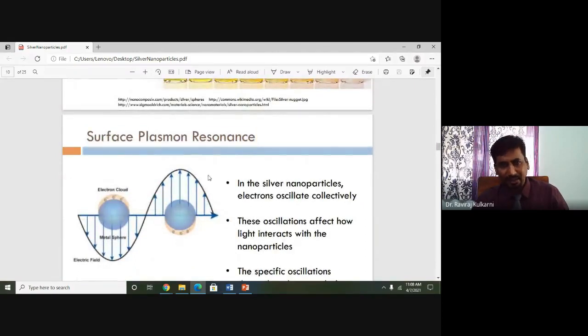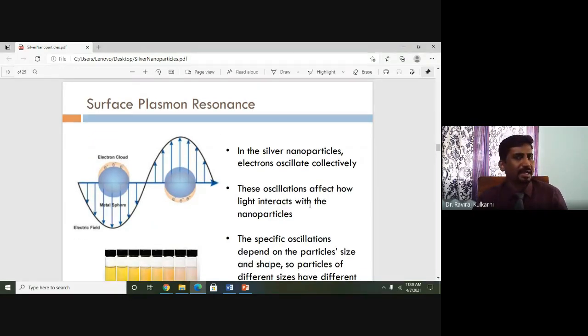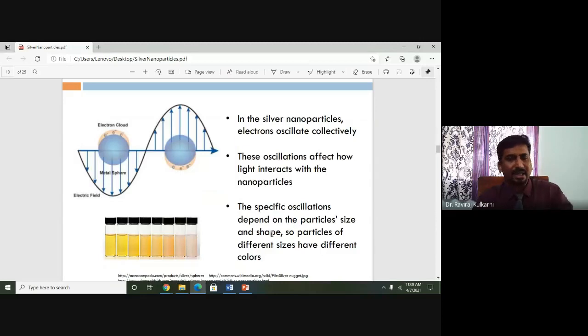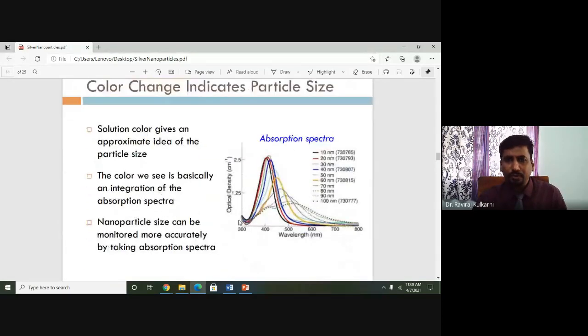Okay, why does the color look like that? It's because of the oscillating electrons present on the silver nanoparticles. They give this color. Okay, these oscillations affect the light interaction with the nanoparticles. That is the reason they are of different colors. Okay, if you take the absorption spectra, the visible range is 400 to 700 nanometer. Okay, you can see the color. Okay, at 400 nanometer it is violet.